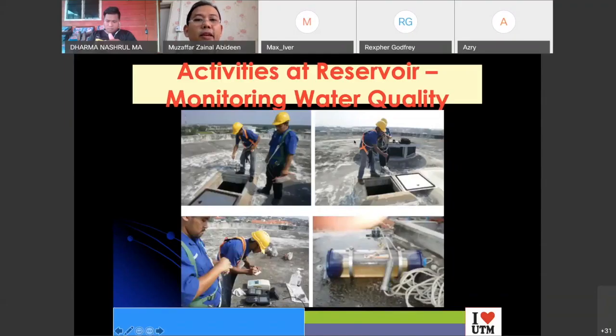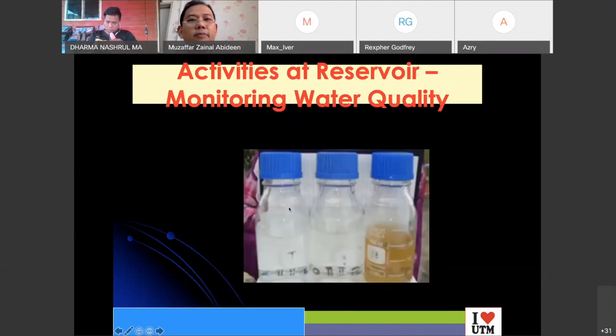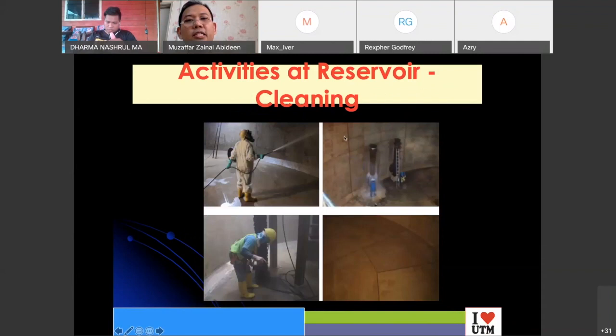These are the activities carried out in the reservoir. They check the pH and the stability of the water in the service reservoir. Sometimes they also do a cleaning process in the service reservoir. If you remember, more than a year ago, probably in March 2019, there was a case where we found a dead body in a service reservoir in Negeri Sembilan. Because of that, they had to stop and immediately clean the service reservoir.